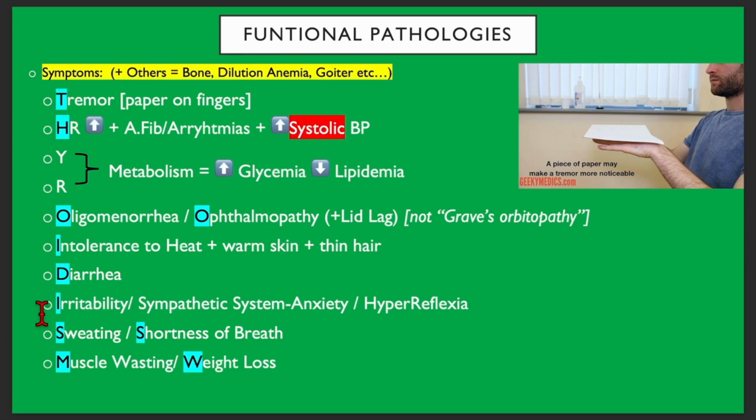So the most important is this thyroidism mnemonic. If you can put as many symptoms on this thyroidism mnemonic, you're set to go for your exams and for your clinical career as well.